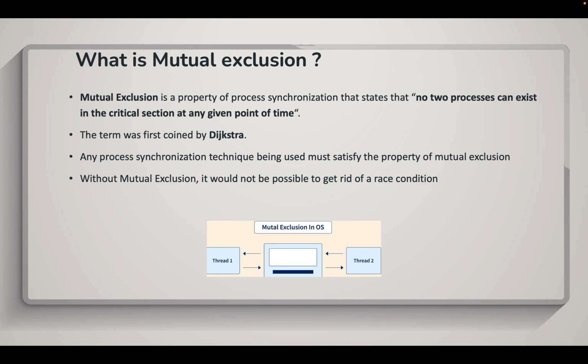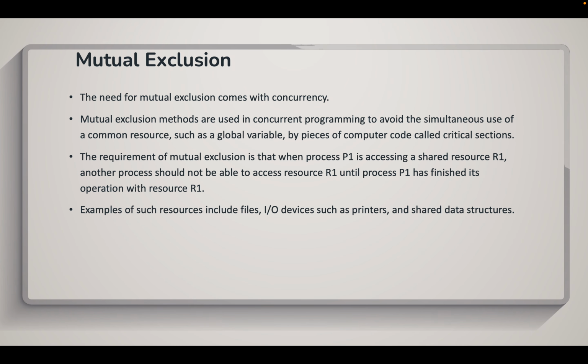Mutual exclusion is the property of process synchronization that states no two processes can execute in the critical section at the same time. That is mutual exclusion. Only one process will execute in a critical section. This term was first coined by Dijkstra.